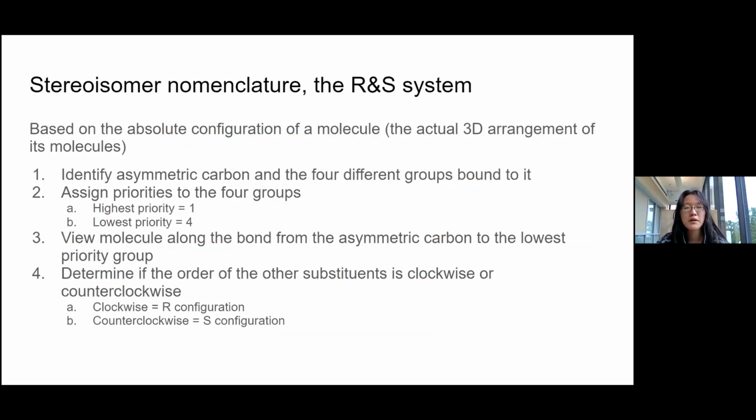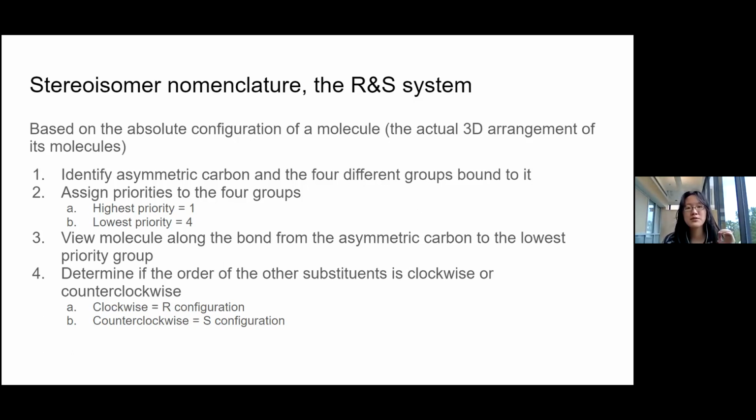Because we talk about chirality and stereoisomers so much, it's easier to have a naming system, because the easiest way to describe something is to name it. So we're going to talk about how we name stereoisomers. It's going to be based on the absolute configuration of the molecule, meaning the actual 3D arrangement. Even though we can move around and rotate molecules, a wedge and dash drawing is actually kind of relative, because if you were to flip over the drawing, wedges would become dashes.